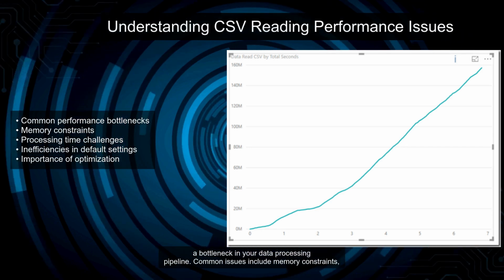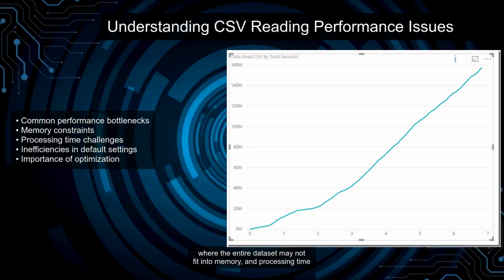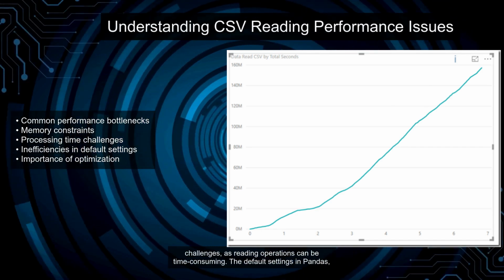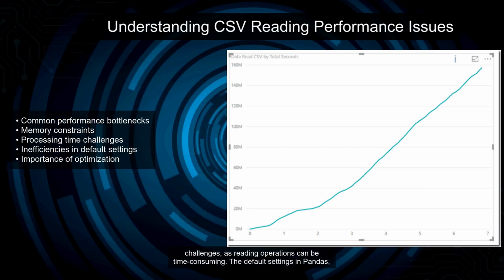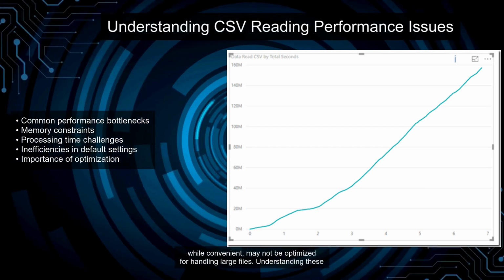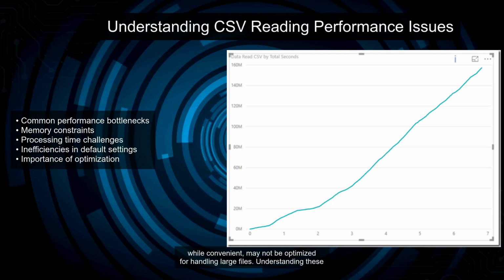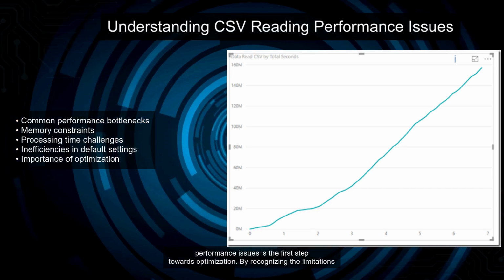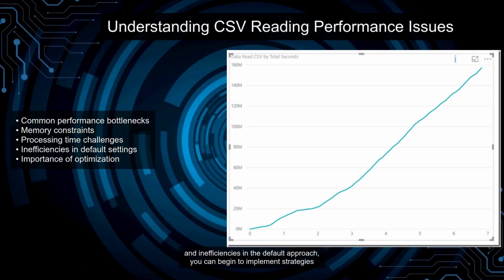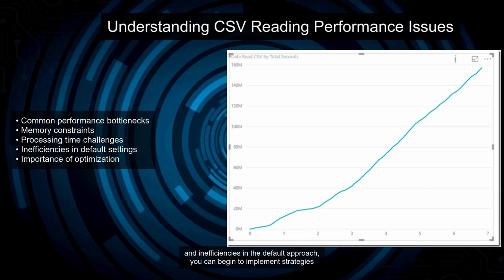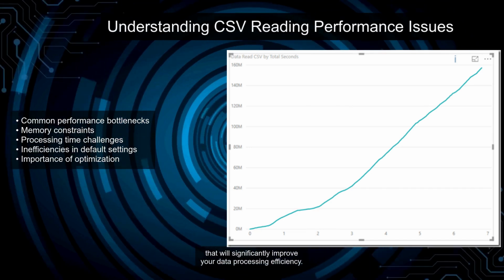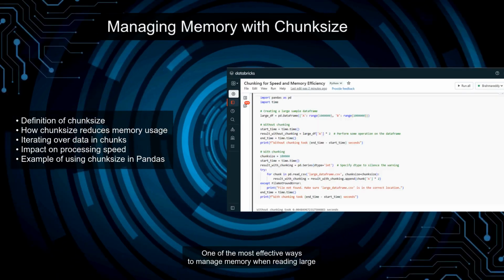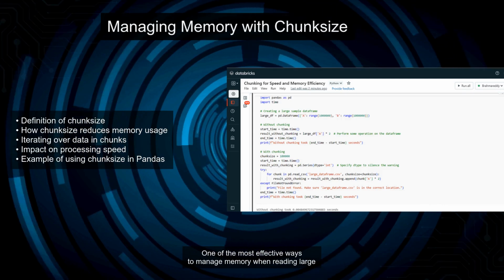When dealing with large datasets, the performance of CSV reading can become a bottleneck in your data processing pipeline. Common issues include memory constraints, where the entire dataset may not fit into memory, and processing time challenges, as reading operations can be time-consuming. The default settings in Pandas, while convenient, may not be optimized for handling large files. Understanding these performance issues is the first step towards optimization. By recognizing the limitations and inefficiencies in the default approach, you can begin to implement strategies that will significantly improve your data processing efficiency.